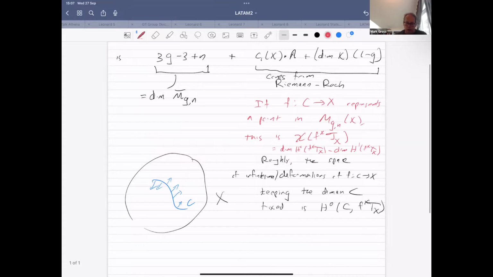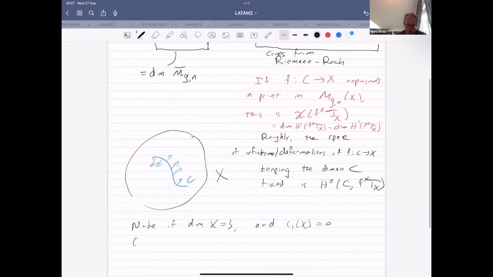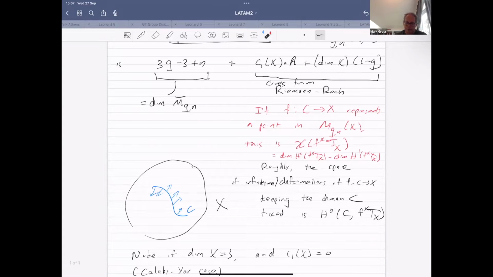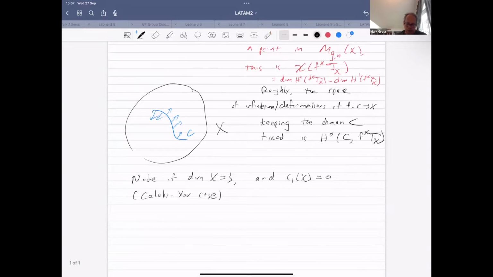But it's worth noting here, note if dimension X is equal to 3, and c_1(X) is equal to 0, i.e. we're in the Calabi-Yau case, then what does this formula tell us? This is 3 times 1 minus g. This cancels this. This is 0, and we're just left with n. So let's impose further the condition n equals 0. And the expected dimension is always 0.